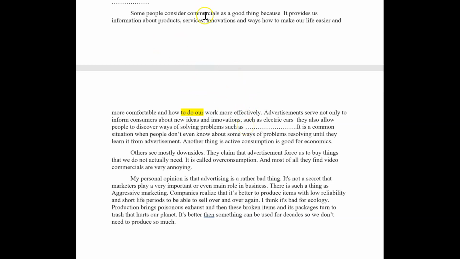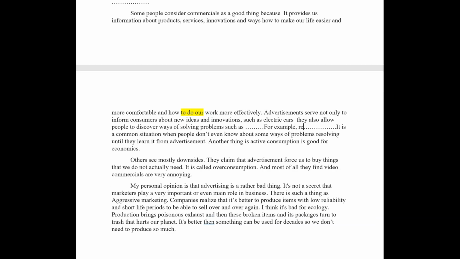So you want a good topic sentence, strong first sentence, develop your sentence, and then you want to have an example. So for example, recent surveys have shown that, and then you're going to connect to the positive aspects of advertising or the power of advertising.